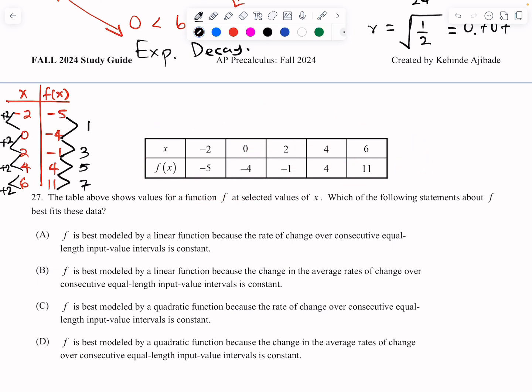And then I will do the difference again one more time. This one will be 2. This one will be 2. And then this one will be 2. Because I did the difference twice, it means that it's going to have a degree of 2. And any function that has a degree of 2 is a quadratic. And what answer choice describes that? That answer choice would be D, because I did the change of the average rate of change, right? So that will be option D.